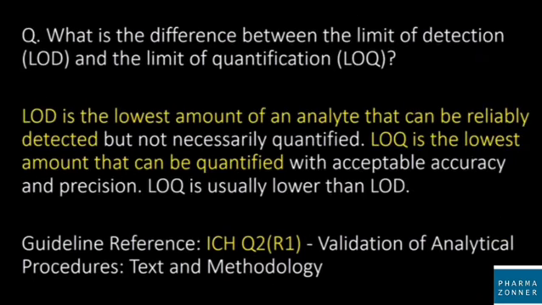This one is very important and frequently asked question. What is difference between limit of detection, that is LOD, and limit of quantification, that is LOQ? Answer is LOD is the lowest amount of an analyte that can be reliably detected but not necessarily quantified. LOQ is the lowest amount that can be quantified with acceptable accuracy and precision. LOQ is usually higher than LOD. Reference guideline ICH Q2.